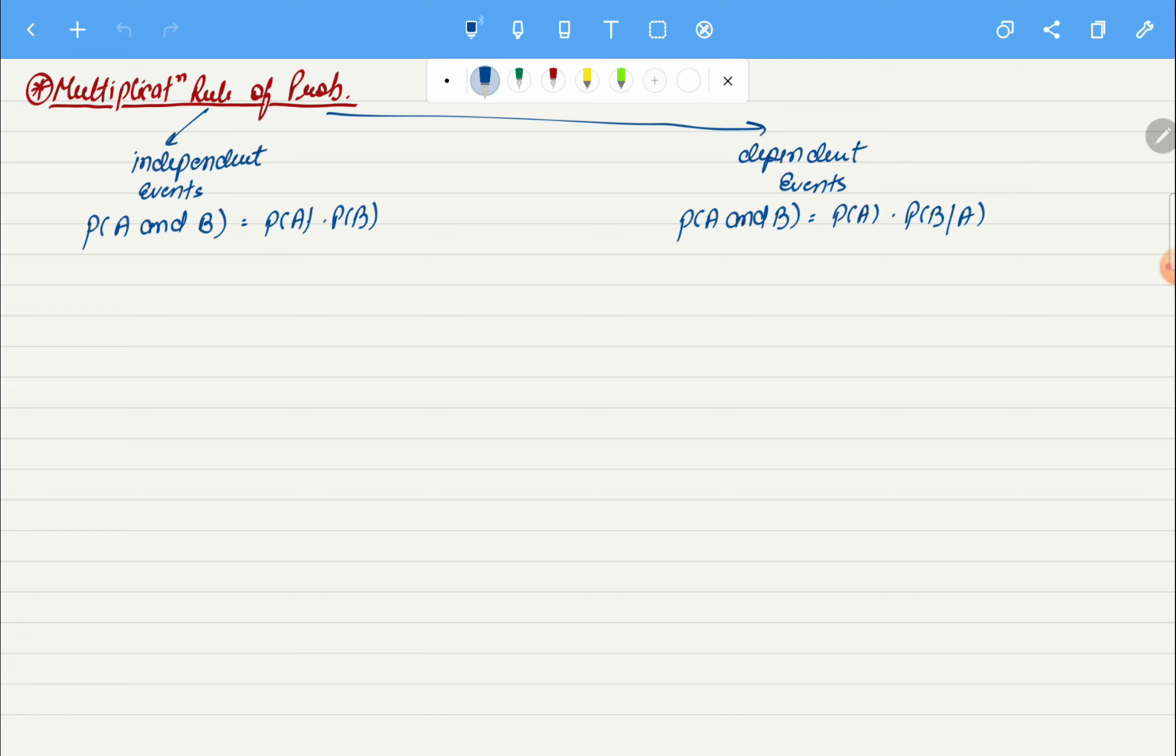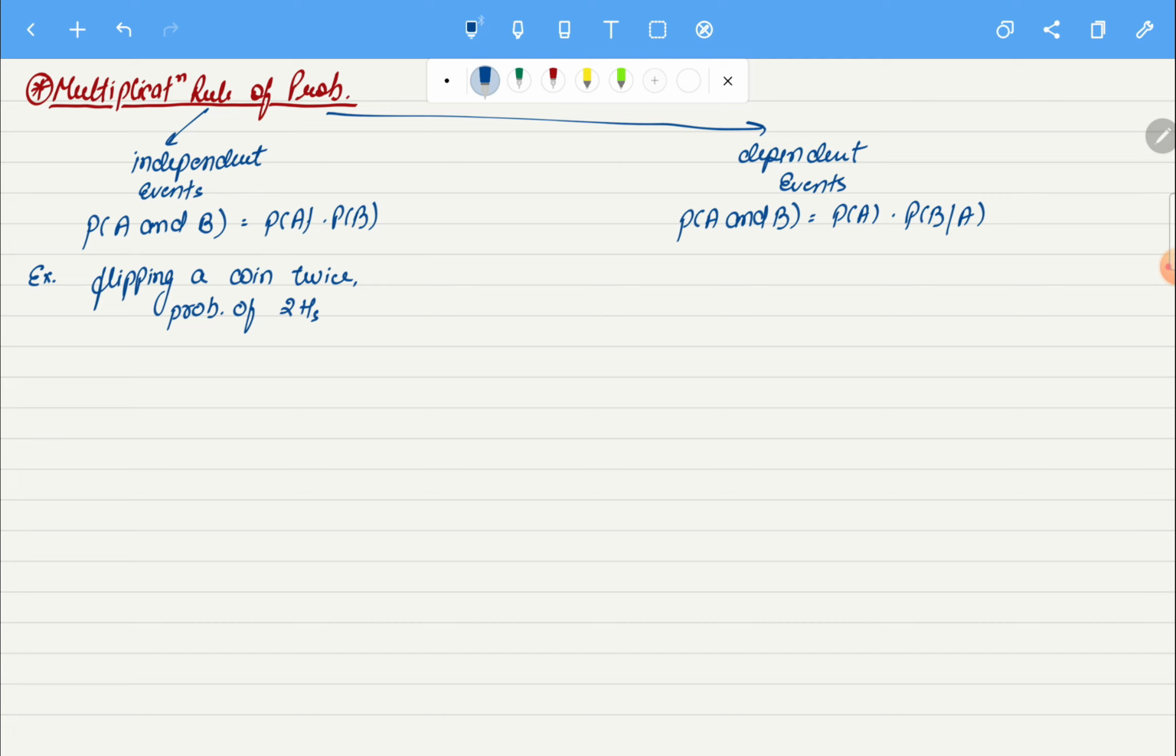So this might not be clear if you're very new to it, but when I give you an example, it will be much more clear to you. So now let's look at some of the examples. The example for an independent event can be flipping a coin twice, and we want to find the probability of getting two heads. No matter how many times we flip a coin, the chances of occurring head or tail will be independent of each other. So this is the example of independent events.